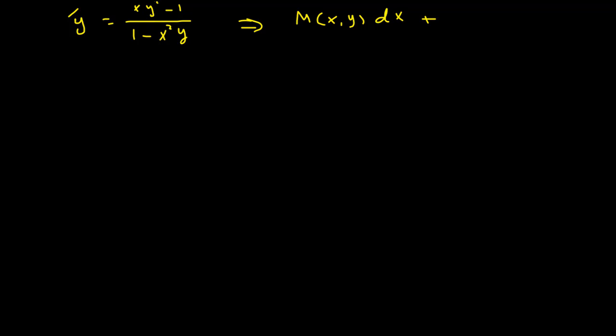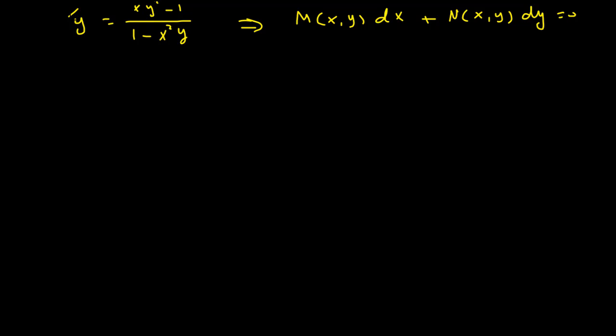Let's take another example. If we have y dash equal to x y squared minus 1 over 1 minus x squared y. The first thing that we need to do is to put this differential equation into our standard form: M of x and y dx plus N of x and y dy equal to 0.